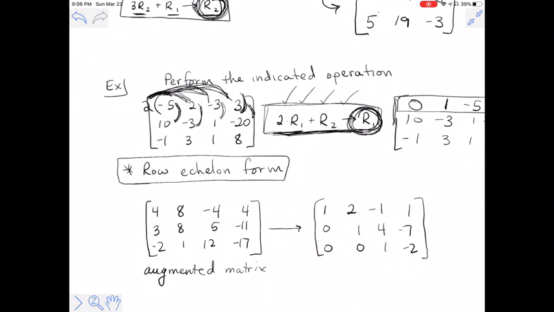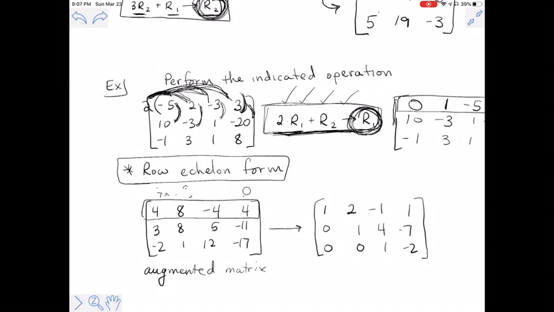That would typically come from a system of equations. You start with an augmented matrix, and remember, each row represents one of the equations from the system of equations. So this top row is the equation 4x plus 8y minus 4z equals 4, and so on and so on. The other rows equal different equations.